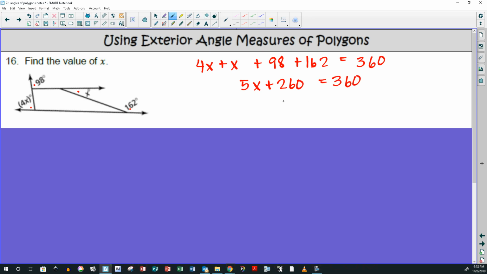Subtract 260 from both sides, and then divide by 5. And I find out that x is 20 because it just says to find the value of x. If it asked me to go a step further, then I would know that this angle was 20, and 4 times 20 would be 80. So I would know the measure of all of the angles of this quadrilateral.